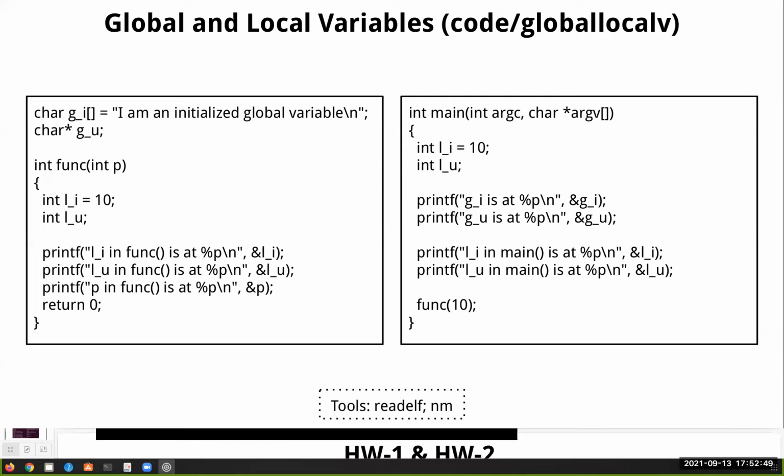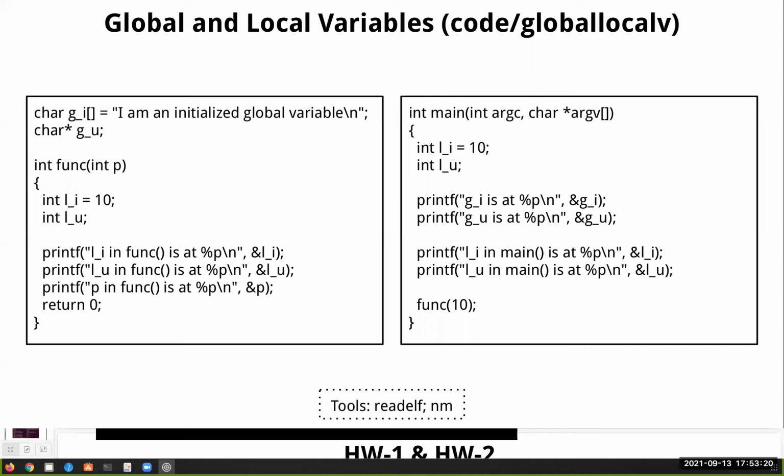Actually, both global variables are just pointers. The first one points to a string. That string itself will be stored in read-only data, and the global variable g_I will point to that string. Then there is another global variable g_U, which is not initialized. And that variable probably will go to the BSS section.